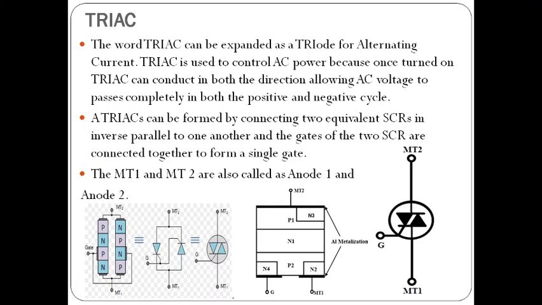A triac can be formed by connecting two equivalent SCRs in inverse parallel to one another, and the gates of the two SCRs are connected together to form a single gate. The three terminals are named as MT1, MT2 or anode 1, anode 2, and third terminal is named as gate.